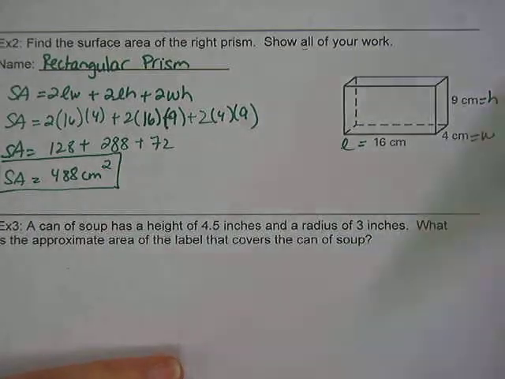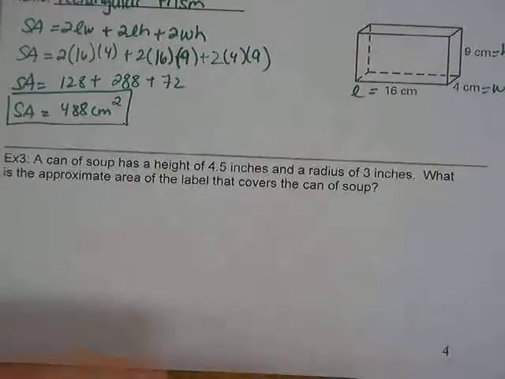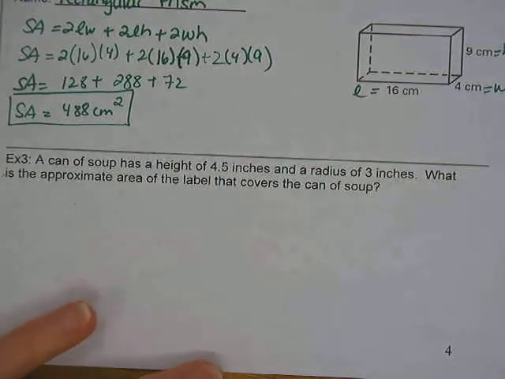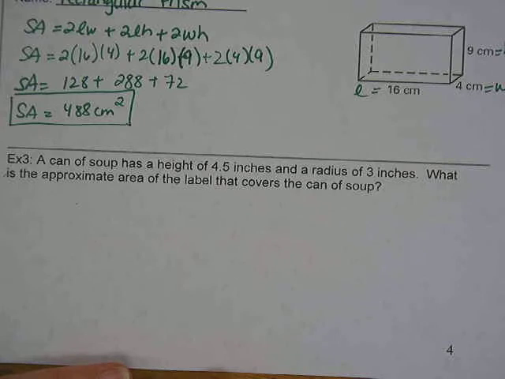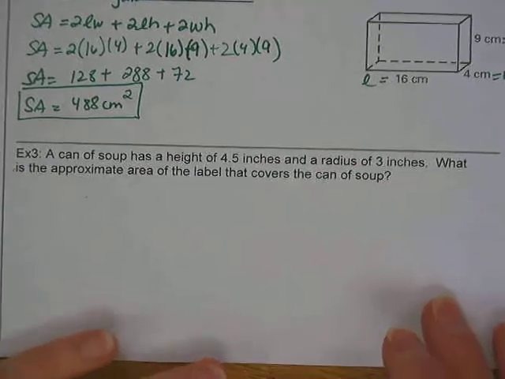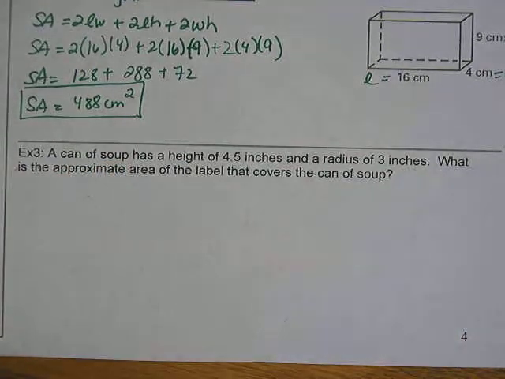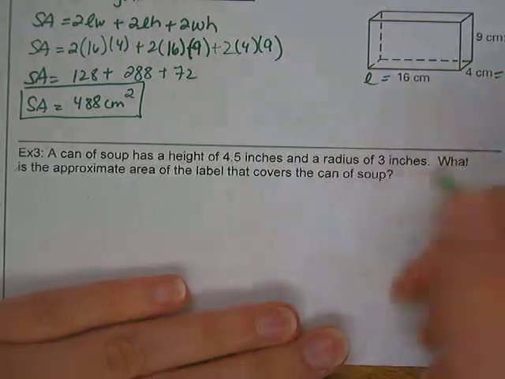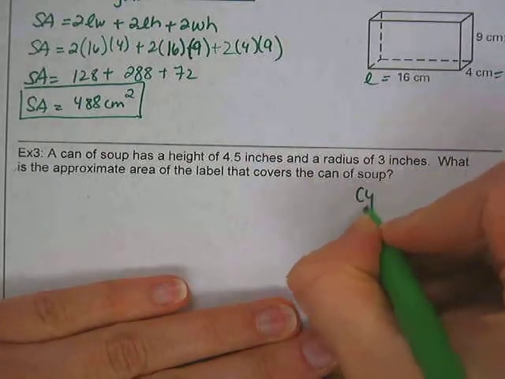Now that problem you probably could have done on your own. Hopefully you can, now at least. So now let's continue with example number 3. A can of soup has a height of 4.5 inches and a radius of 3 inches. What is the approximate area of the label that covers the can of soup? So if we're talking about a can of soup, what type of solid are we talking about?